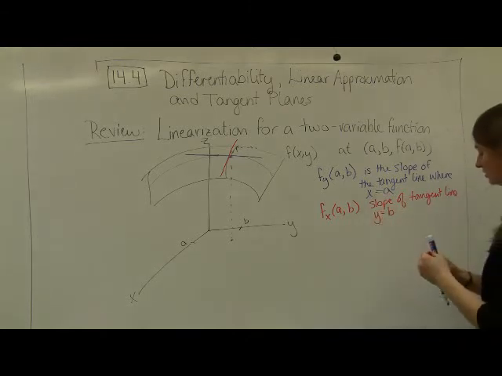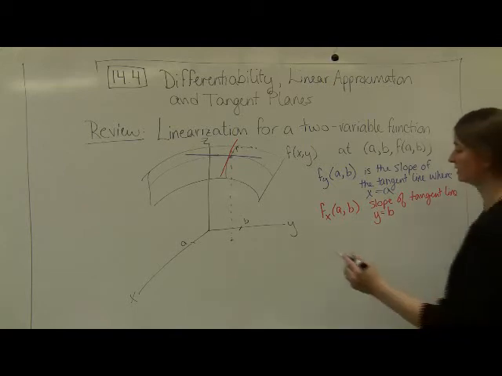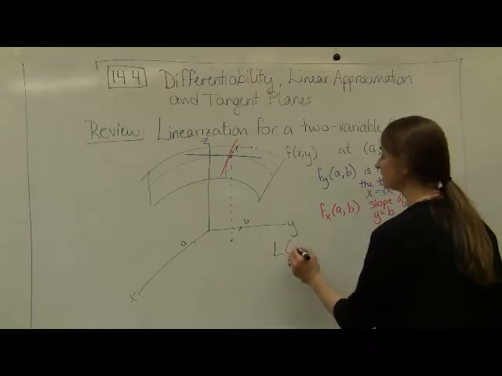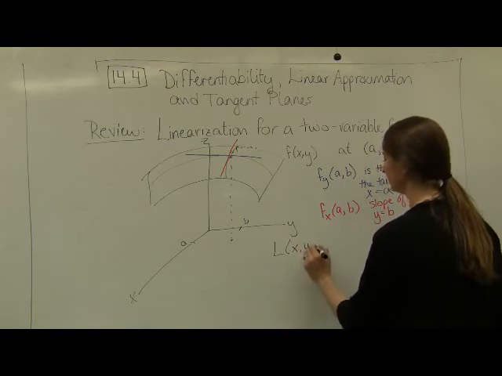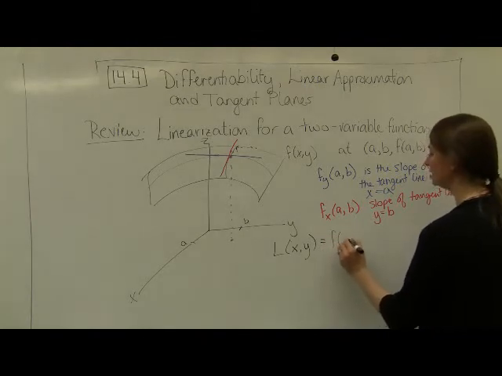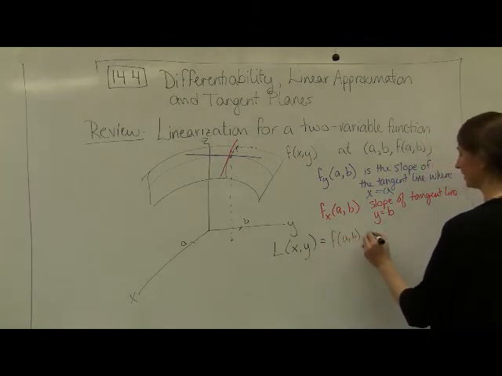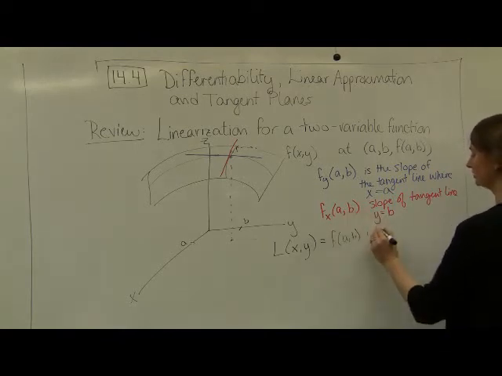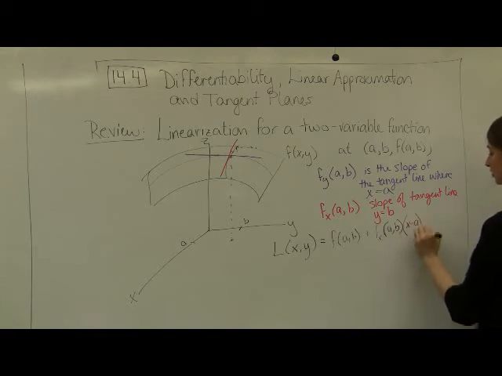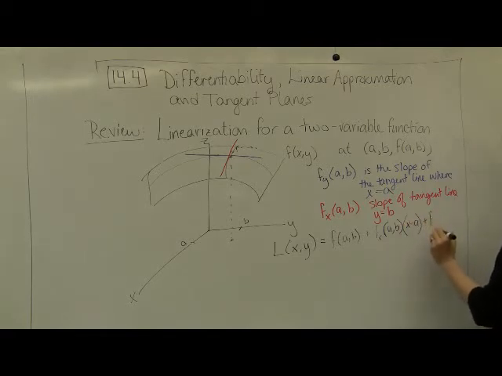Using this information, we pull all of this together to come up with a formula for our linearization, and I'll go ahead and write that down. So our linearization, which is a plane, so it has two variables, x and y, is going to be equal to our z-coordinate f(a, b), plus our slope in the x direction, f sub x evaluated at (a, b), times x minus our a coordinate, plus f sub y evaluated at (a, b), times y minus b.